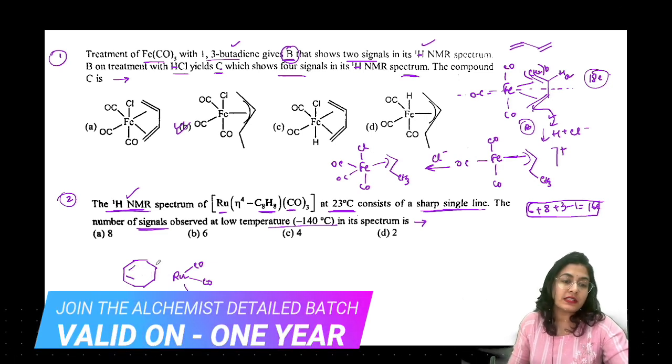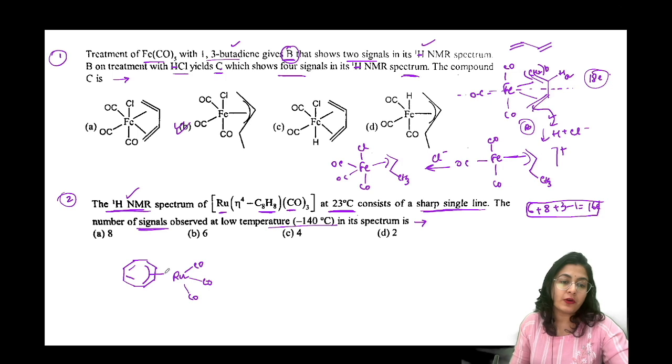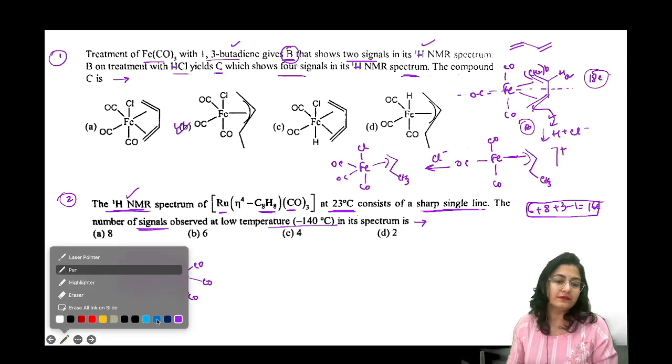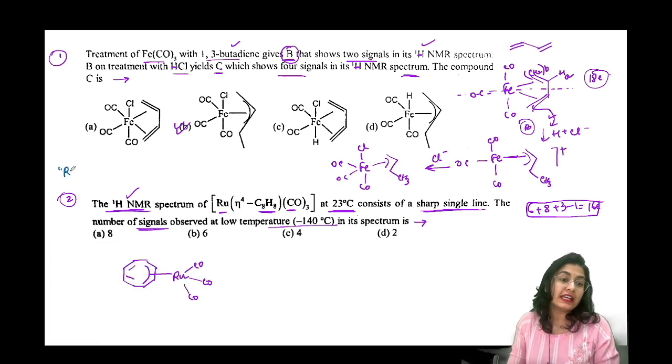Why is that so? Because it is eta4, and there's a concept called ring whizzing. This concept is very useful when you are talking about the spectrum, because only then are you able to catch this phenomenon. What is this phenomenon? It is known as ring whizzing.